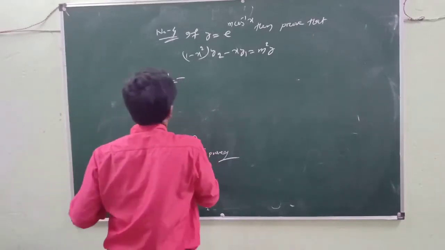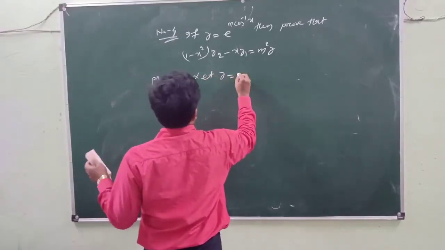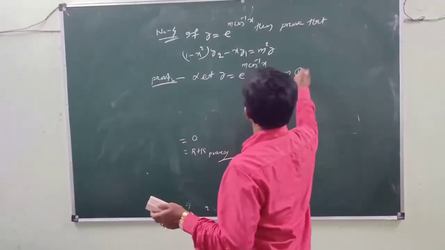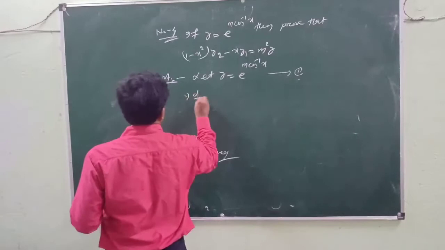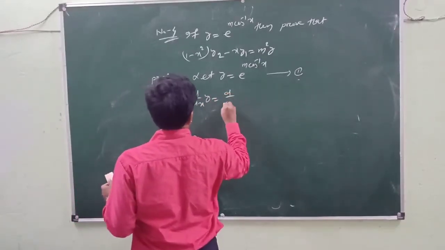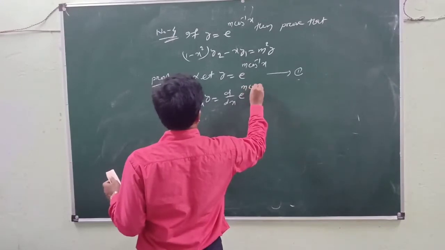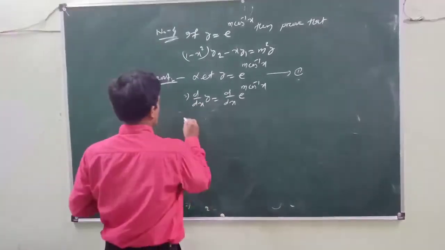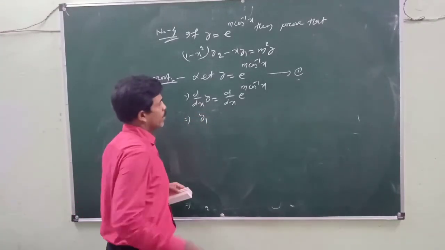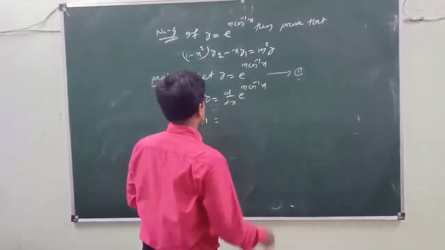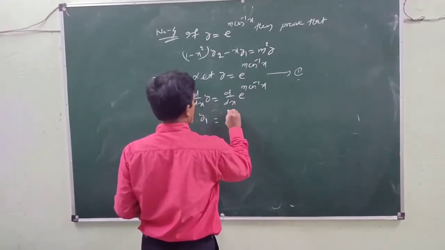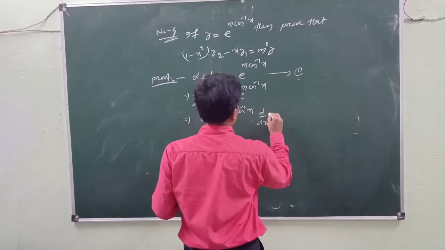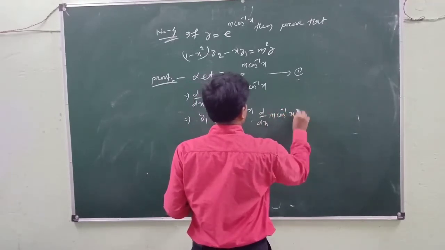Let y equal to e to the power m cos inverse x, that implies d by dx of y will be same as d by dx of e to the power m cos inverse x. So derivative of y with respect to x is also denoted by y1. It is the formula of e to the power f of x. The derivative of e to the power f x will be e to the power f of x into d by dx of f of x.